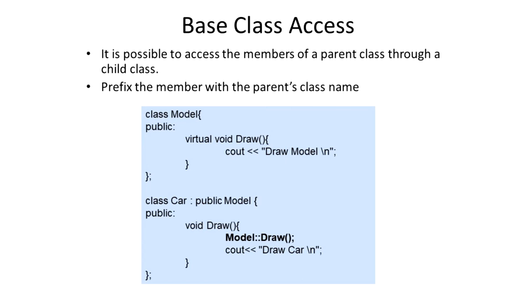So we can directly refer to the parent class model, and then colon, which is the scope resolution operator, and explicitly call that draw function, meaning that we would call the parent's function as well as printing out the information specific to the child class, which is draw car. So we'd actually see draw model and then draw car.